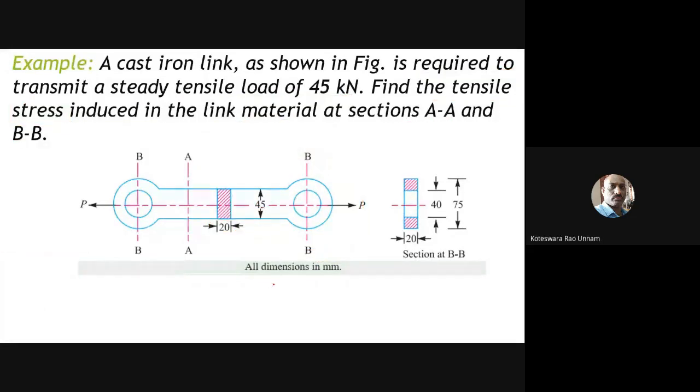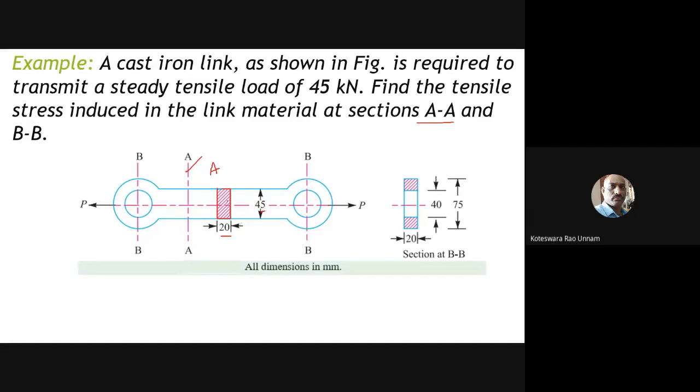Now here he has given the dimensions at both the sections. See here at section 1, section AA. So this is the first section, section AA. Here the cross section he has given as a rectangle. The rectangle dimensions are 20 and 45 mm. So you can easily calculate the area of the rectangle, which is breadth into height, 20 into 45, which comes out as 900 mm square.